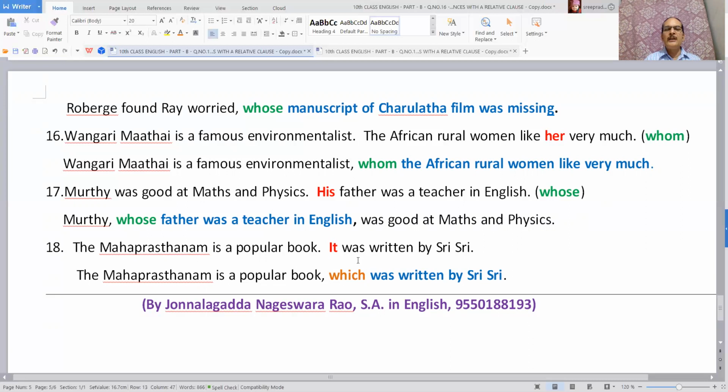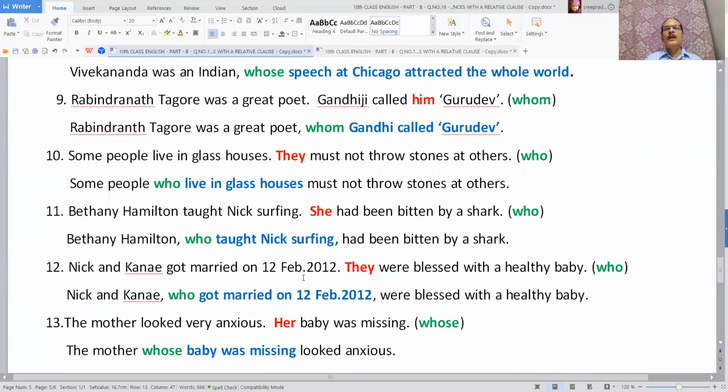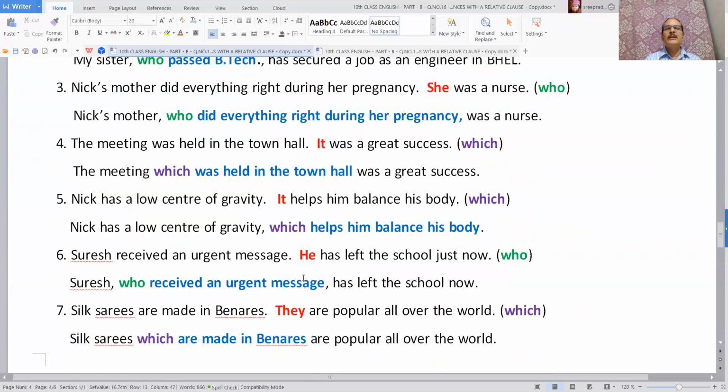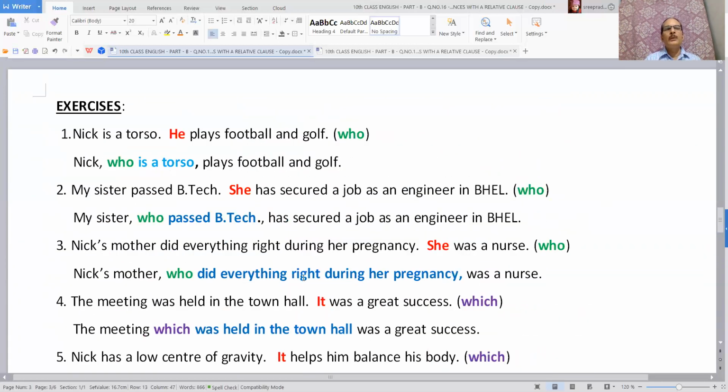So this is a non-defining relative clause. And even if you delete this one, the meaning of the main clause, that is the Mahaprasthanam is a popular book, is not affected, or it does not change at all. So in this way, we can combine any two sentences using relative clauses.